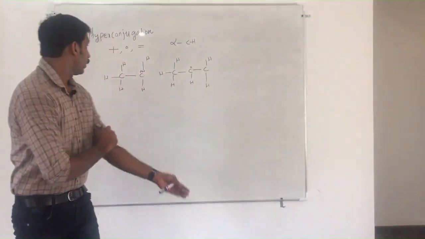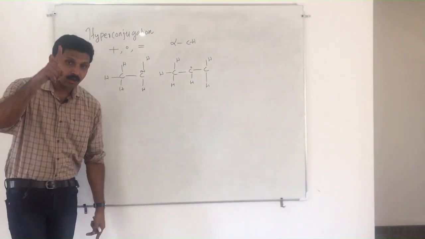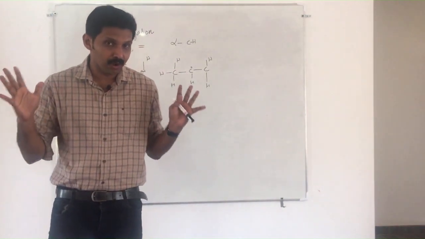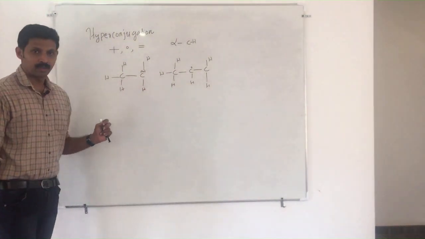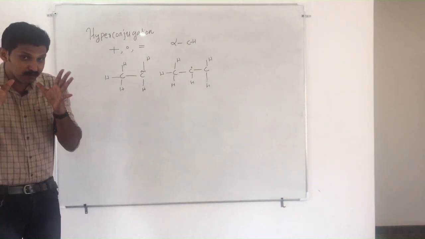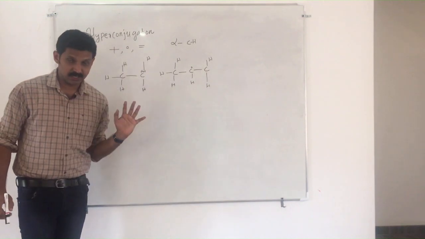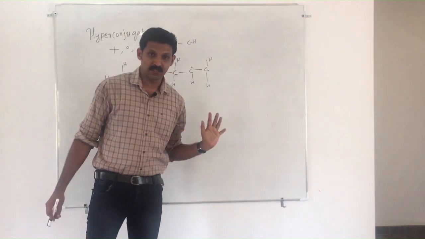After looking at the resonance effect, you have to look at whether hyperconjugation is possible in the molecule or not. I told you that hyperconjugation is possible only if a plus charge or free radical and a double bond is present, and an alpha CH is present.